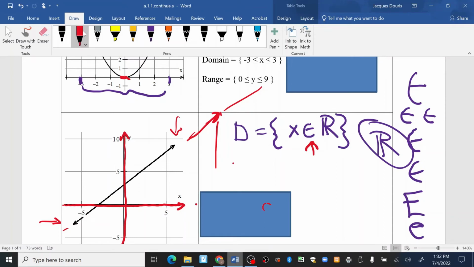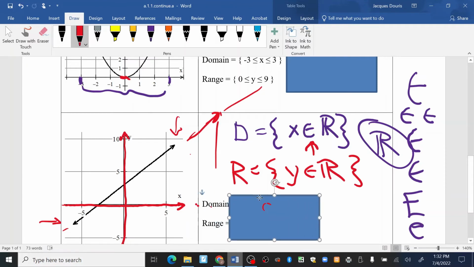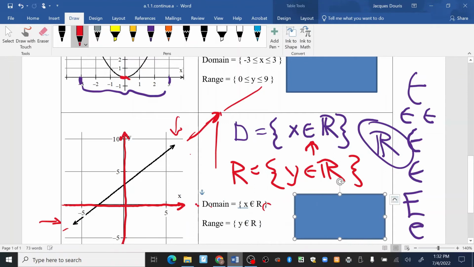For the range, curly brackets, and as x gets larger and larger, as we go out on the x-axis, the y gets higher, higher, and higher, and as we go out on the negative x-axis, the y value gets lower, lower, lower. So y is an element of the real numbers. Okay, I can show you. There's the symbol right there. I think that's actually the symbol for the euro. I couldn't find the symbol for the element.